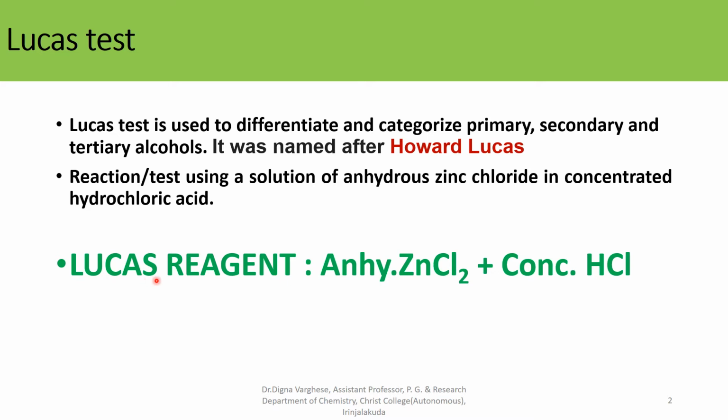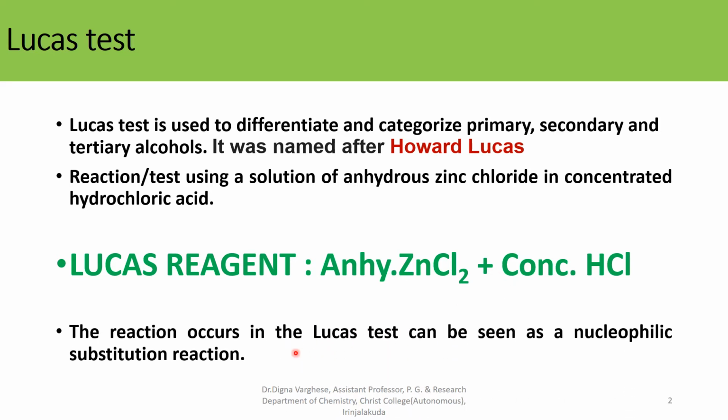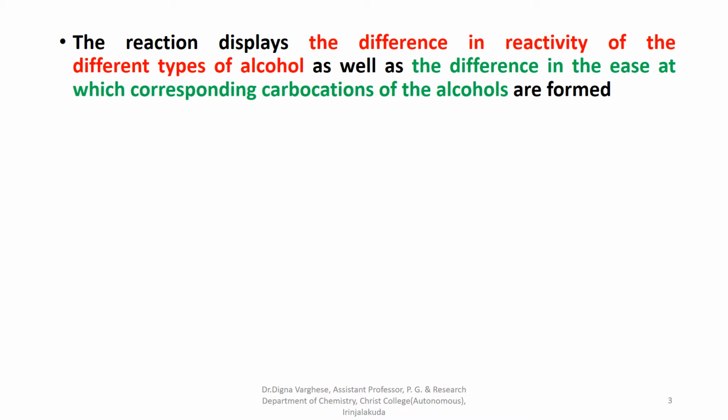Once again, I will tell you the Lucas reagent is a solution of anhydrous zinc chloride and concentrated hydrochloric acid. The reaction that occurs in the Lucas test can be seen as a nucleophilic substitution reaction. The Lucas reaction displays the difference in the reactivity of the different types of alcohol. That means this test can differentiate the three types of alcohols, that is primary, secondary, or tertiary alcohols, as well as the difference in the ease at which the corresponding carbocations of the alcohols are formed.